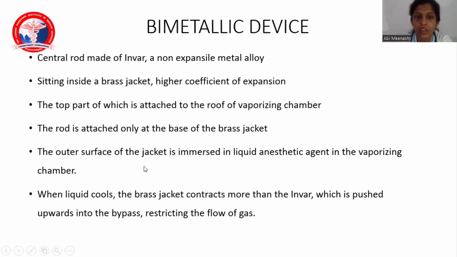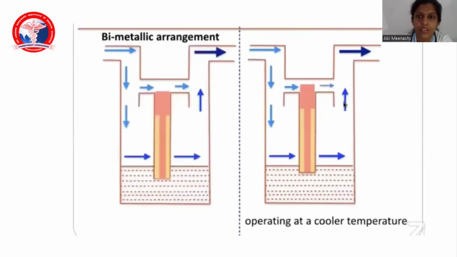The outer surface of the jacket is immersed in the liquid anesthetic agent in the vaporizing chamber. When the liquid cools, what happens? The brass jacket contracts more than invar and invar is pushed upward into the bypass, restricting the flow of gas. As we know, when the liquid cools, what do we want? We don't want more gas in the bypass chamber. We want more gas in the vaporizing chamber. This is the bimetallic arrangement. Like you can see, the outside brass jacket is immersed in the liquid anesthetic agent.